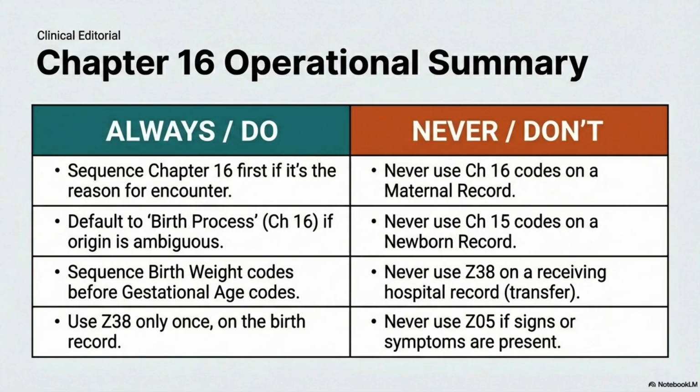On the never, don't side, never assign Chapter 16 codes on the maternal record. Never assign Chapter 15 codes on the newborn record. Never use Z38 at a receiving hospital if the newborn was transferred, it belongs only to the birth facility. And never use Z05 if the newborn has signs or symptoms. In those cases, you code the symptoms or the confirmed condition instead. Following these rules helps ensure accuracy, consistency, and compliance across all newborn encounters.